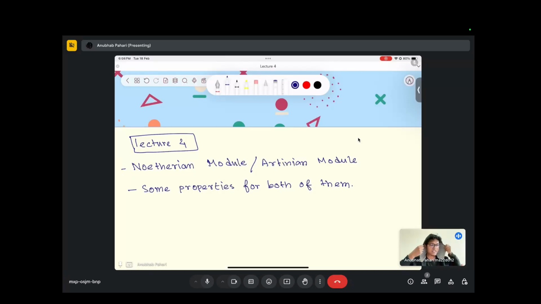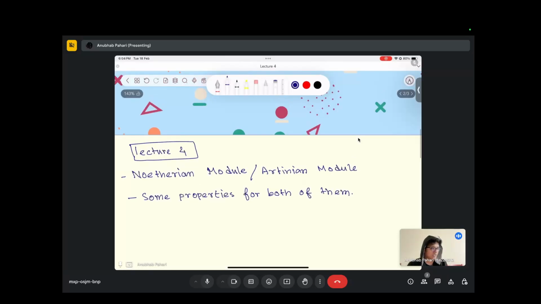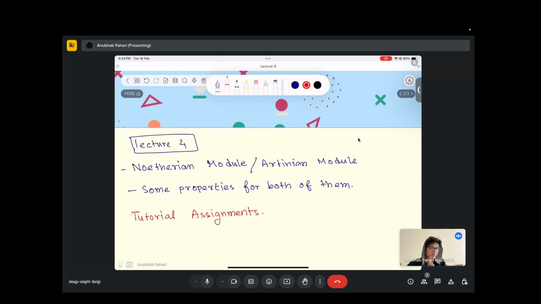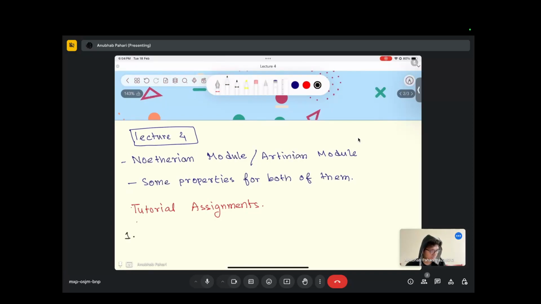A Noetherian ring is nothing but a ring which is a Noetherian module over itself, and an Artinian ring is a ring which is an Artinian module over itself. So my objective is to do some tutorial assignments, and I will start with that without wasting many words. Since there are not many students, I will assume that you have no doubts. So I will be writing problems and doing solutions.